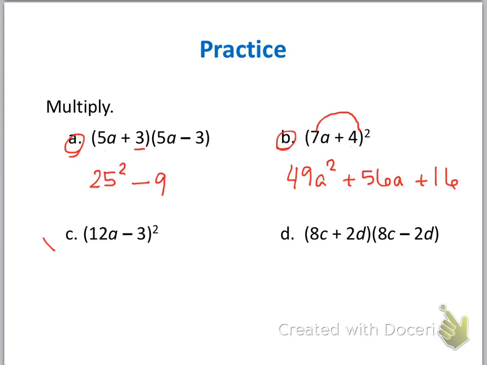Why don't you try C and D on your own? See if you can follow the pattern. Okay, C is like the first pattern. I take the first number and I square it. The first number times the second number, that's 36, times 2, that's 72. Then I take the second number squared. D, that's like the second pattern where the middle term disappears. I have opposites. So I take the first number and I square it and I subtract the second number squared.